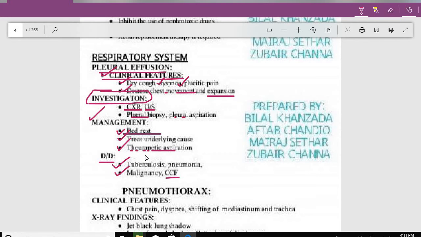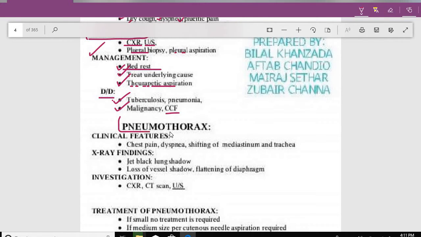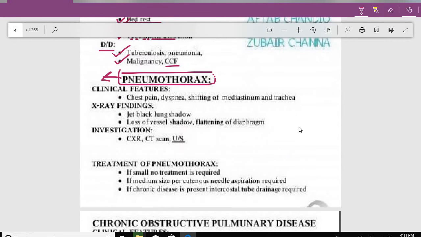Another disease of the respiratory system is pneumothorax. Pneumo means air, thorax means thoracic cavity, and accumulation of air in the thoracic cavity is known as pneumothorax. So suppose these are your lungs and these are covered by pleura. When air is accumulated in the thoracic cavity and the lungs are collapsed, that condition is known as pneumothorax.